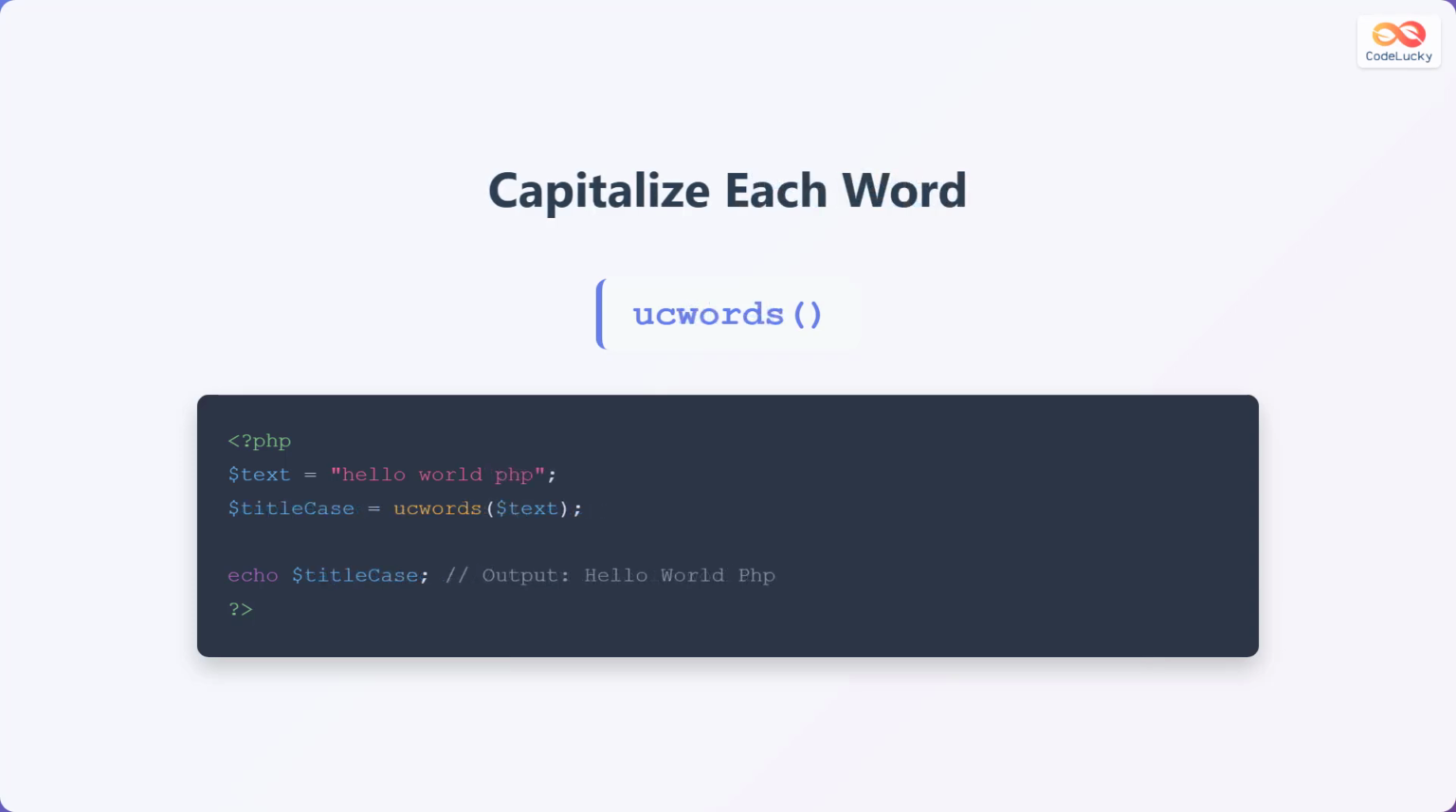Finally, let's look at the ucwords function. This function capitalizes the first letter of each word in a string. For example, if $text is "hello world PHP", using ucwords on $text and assigning it to $titleCase will result in "Hello World PHP". Each word now starts with a capital letter.